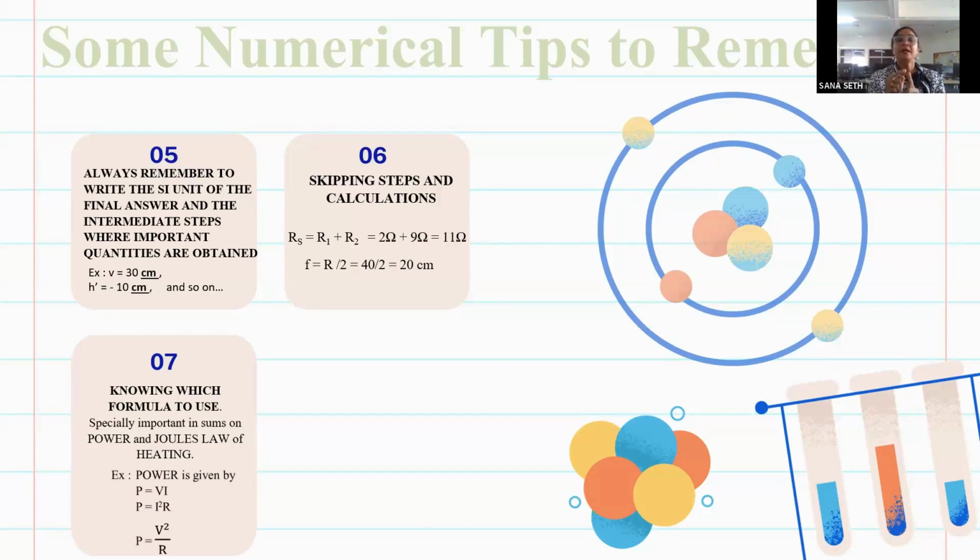It's not wrong. You will say, yes, ma'am, we can calculate current using Ohm's law. Of course you can, but why do you want to give that extra time? So use the formula V square by R.